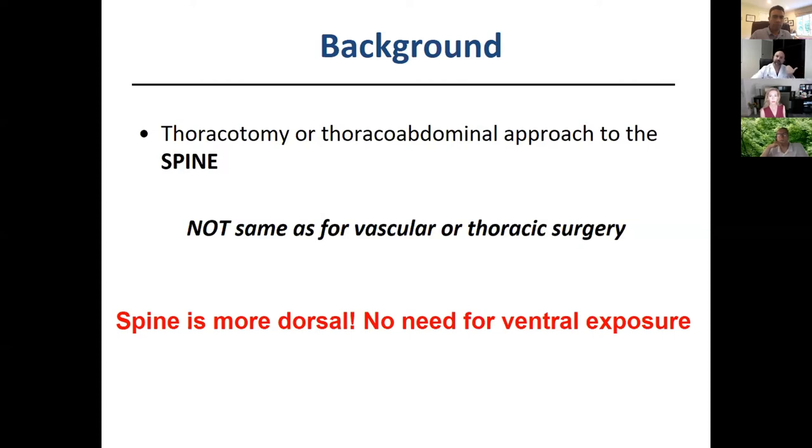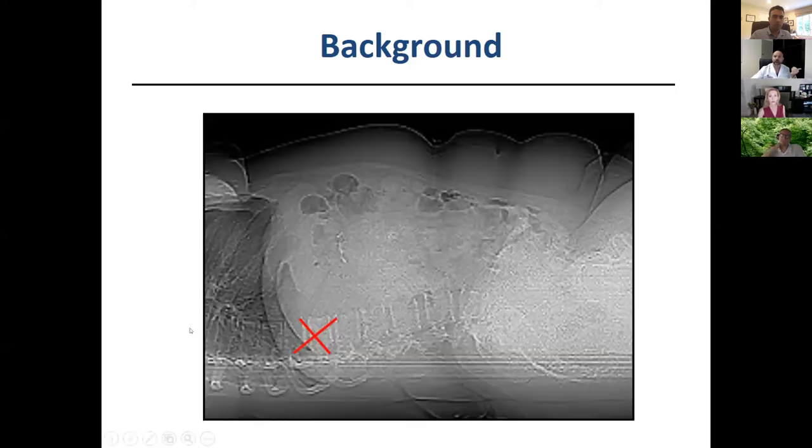But remember, the spine is more dorsal. That's why we no longer need these shark bite incisions that are super long and very invasive, because we know that the spine is actually more dorsal. So this is a scout CT scan image that shows exactly, let's say you are targeting this lesion, you need probably at the most a 7 to 9 centimeter incision right here. You really don't need those incisions that go all the way to the anterior belly.